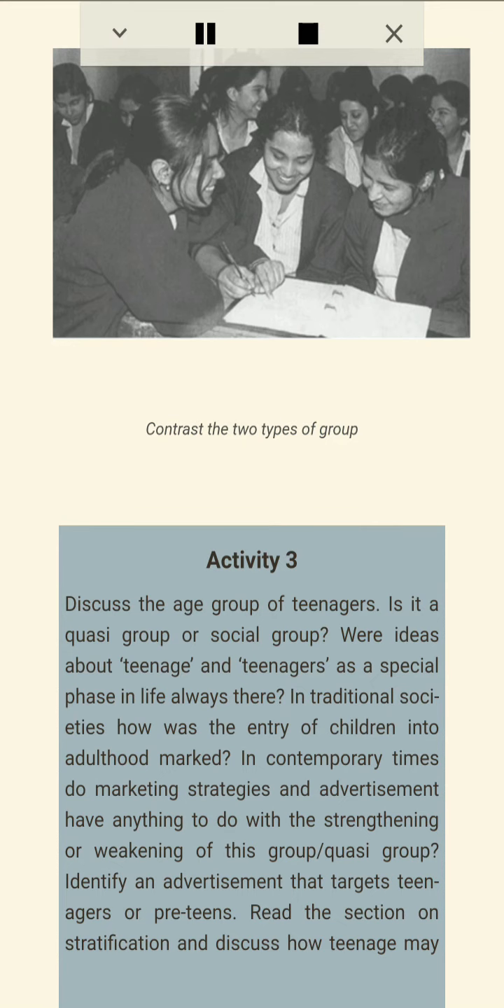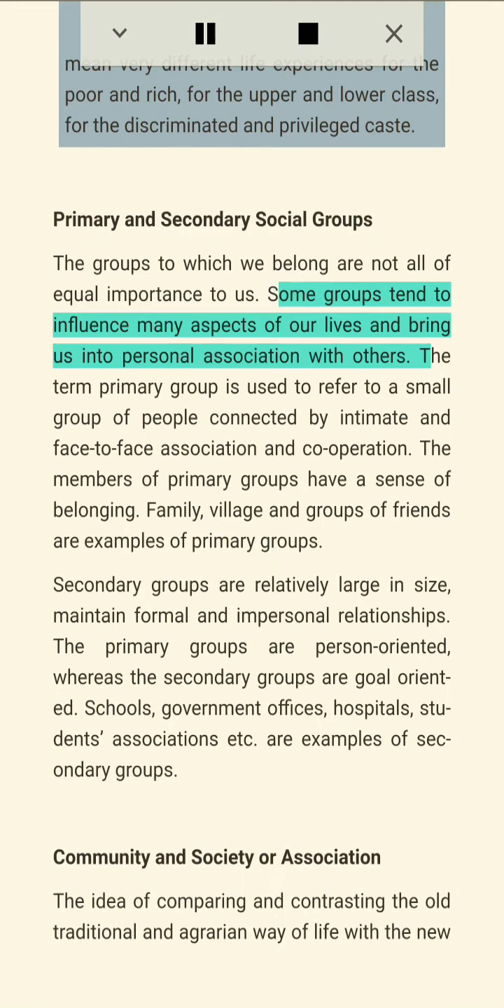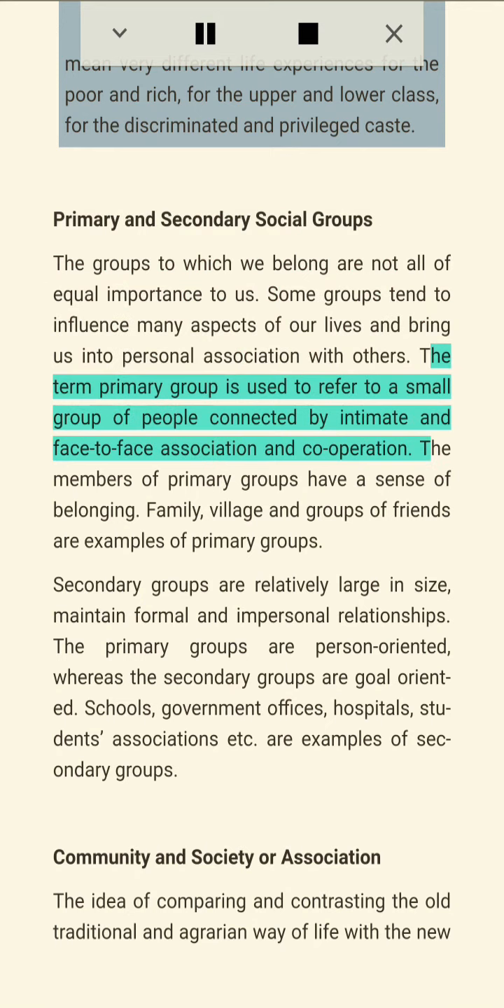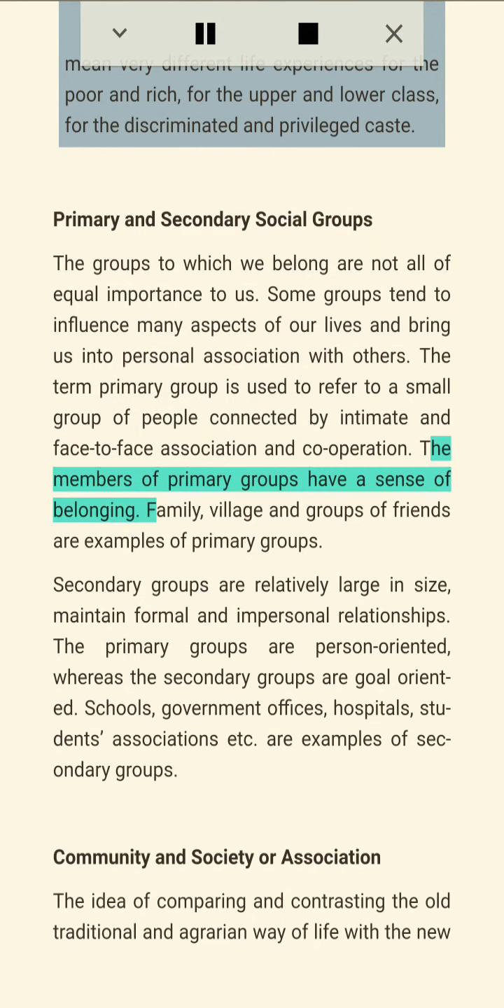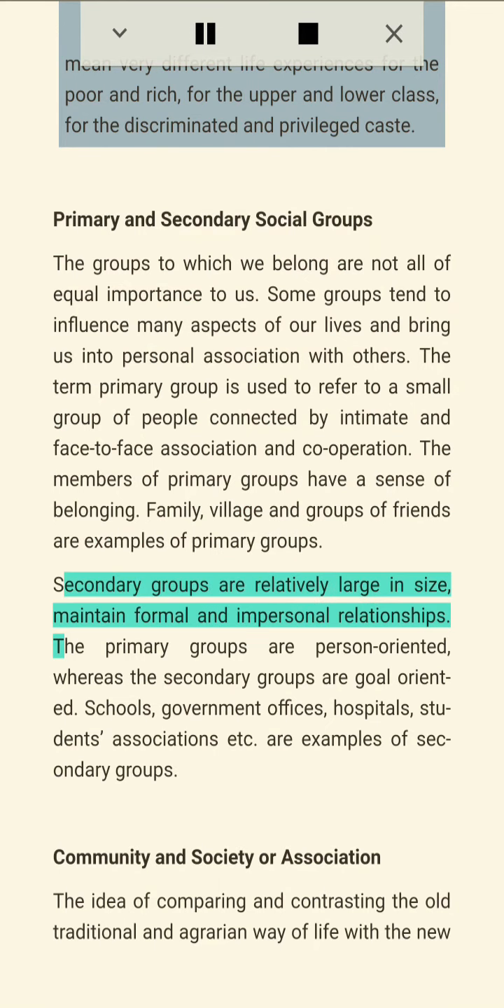Primary and secondary social groups. The groups to which we belong are not all of equal importance to us. Some groups tend to influence many aspects of our lives and bring us into personal association with others. The term primary group is used to refer to a small group of people connected by intimate and face-to-face association and cooperation. The members of primary groups have a sense of belonging. Family, village, and groups of friends are examples of primary groups.